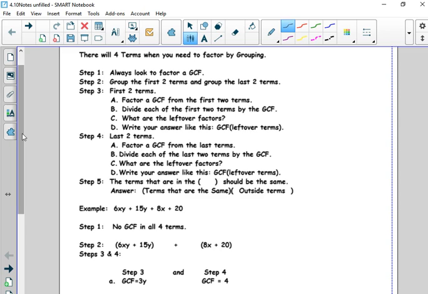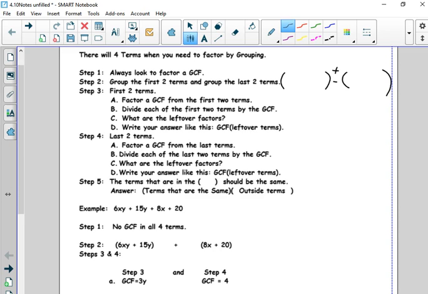Then you're going to group the first 2 terms and the last 2 terms like this. And this is going to be a plus or minus here. Okay? You're going to actually group them. So you're going to take the 4 and say, you 2 are together, like you're making teams. You 2 are a team, you 2 are a team. Now, the first 2 terms, you're going to take the GCF out.